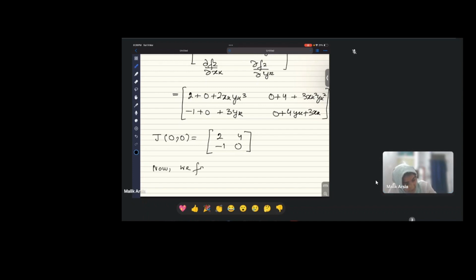Now what do we do? We find the eigenvalues of J at (0, 0). You calculated the eigenvalues as minus 1 and 4, as if it were an upper triangular matrix. No, it's not a triangular matrix; 2, 4, minus 1 and 0 is there. You have to see the diagonal like this, not like this. So you have to calculate the determinant of J minus lambda I equal to 0.